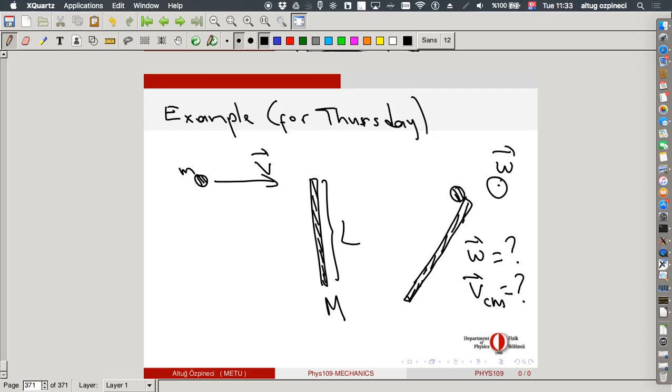Now, with the knowledge of conservation of angular momentum, although it looks quite complicated, it will be quite easy to solve this problem. That is for Thursday.